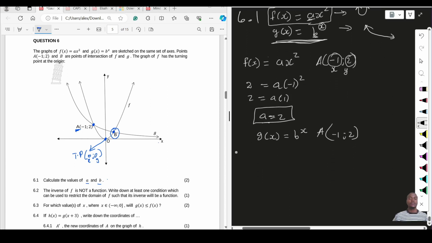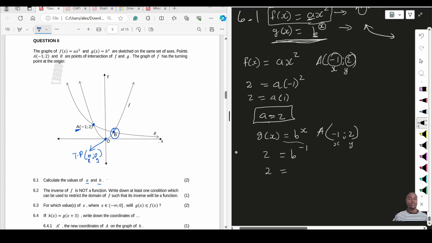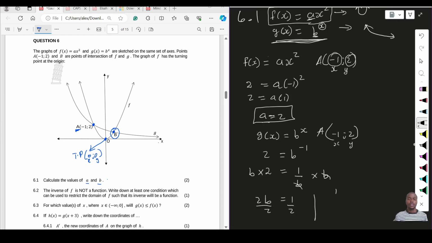From there now, you know that x is -1 and y is 2. So we're going to substitute. In the place of y, you put 2 is equal to b to the power of x, which is -1. So this is the same as saying 2 is equal to, according to laws of exponents, 1 all over b. Then you multiply by b throughout. This b will cancel. Then this side you have 2b is equal to 1. Then you divide by 2. Therefore, b is equal to 1 all over 2.